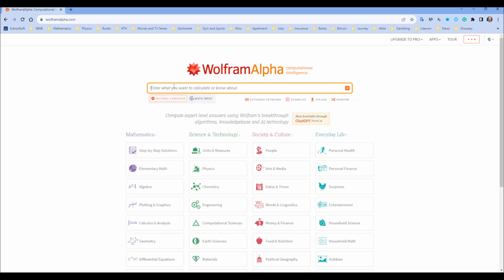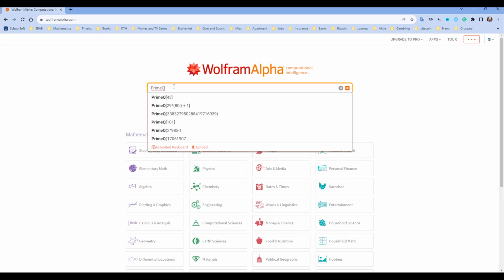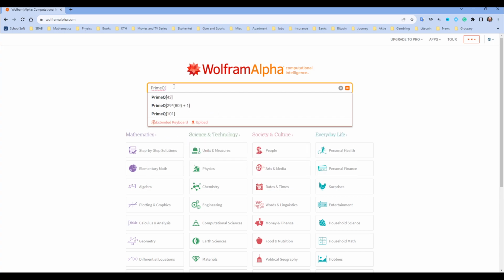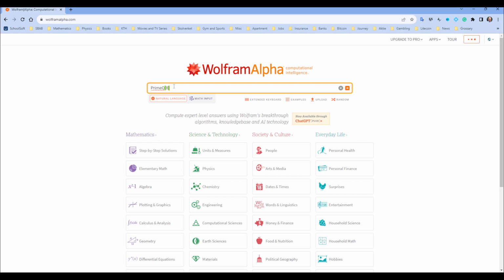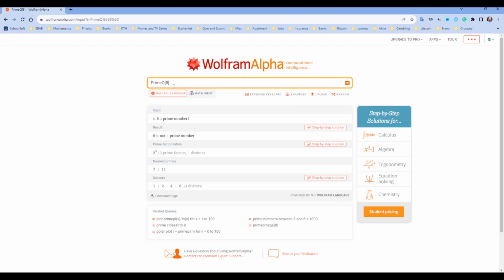So here, for example, the syntax is that you write Prime, then a capital Q, and put your number there. For example, I put 8. Is 8 a prime number? Of course, you know that it is not. So let me check it. You see, is 8 a prime number? No, it is not. So this is the syntax you use.